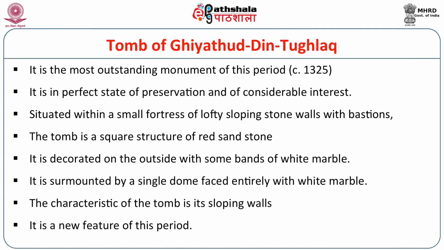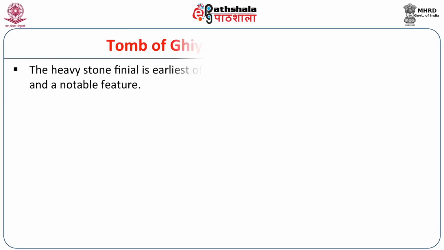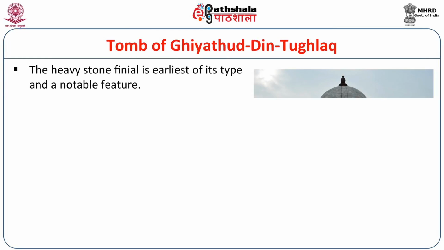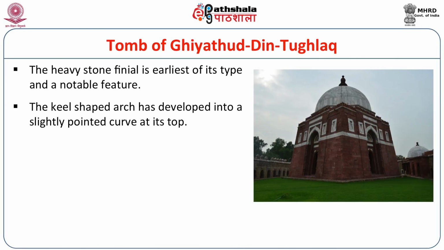The wall is a sloping wall, like a battered wall, and it is of course a new feature of this period. Now we can have a look at the tomb itself. The heavy stone finial over the dome is earliest of its type, and it is a notable feature. We should take note of it. The keel-shaped arch has also developed into a slightly pointed curve at its top. So that is also new in that way.